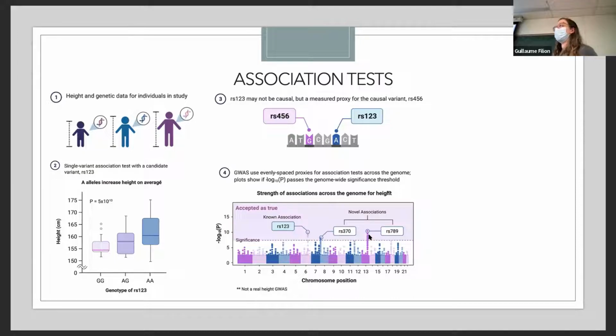Yeah? Do you feel comfortable explaining briefly what a p-value is for those who don't remember? Sorry, can you say that again? Remind what a p-value is for those who don't remember.